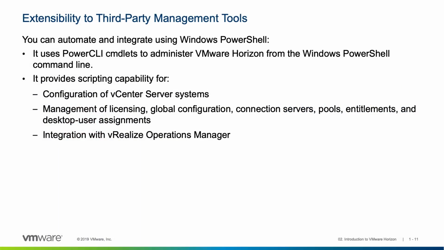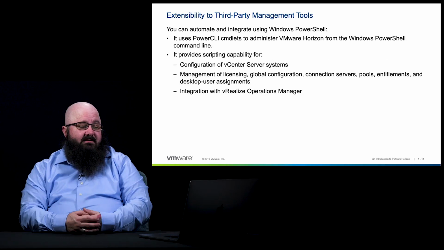Now, Horizon also has the ability to take advantage of third-party management tools, specifically through PowerShell. So you can use PowerShell cmdlets to do a variety of things within the environment. You can have scripting that can be leveraged for things like configuring your vCenter server systems. You can use it for managing licensing, global configuration, and so on. And it allows for integration into vRealize Operations Manager, so you can better monitor the environment to ensure that everything stays healthy.